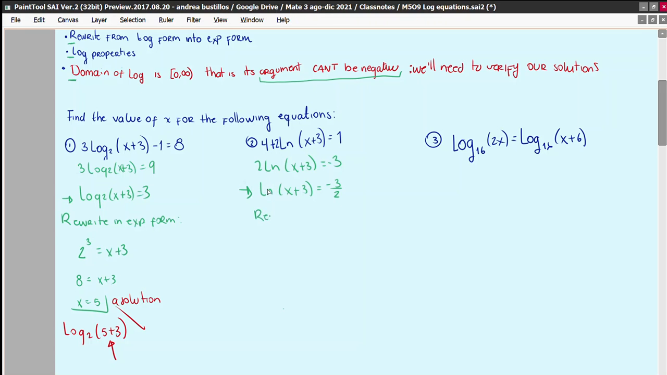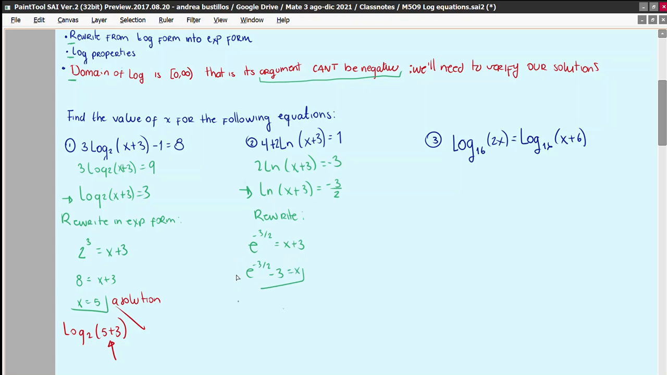So we're going to rewrite. Remember that ln means logarithm base e. So my answer has the form of e to the power of minus 3 halves equals x plus 3. So if we finally isolate x, this is e to the power of minus 3 halves, minus 3, equals x. So this is my solution.